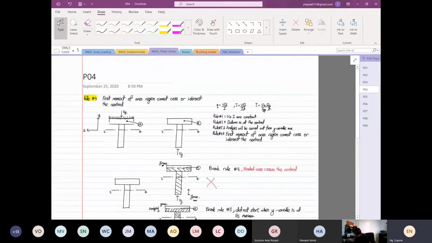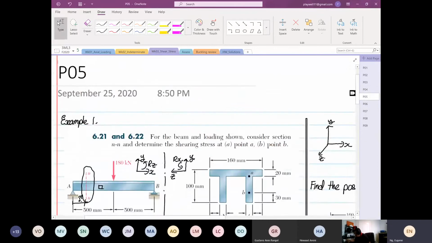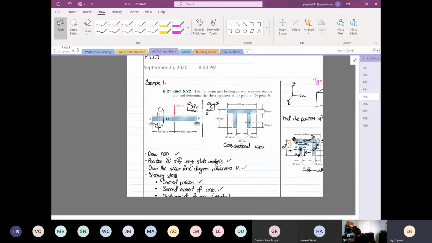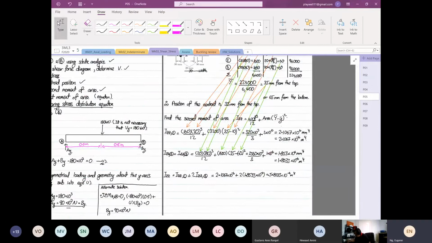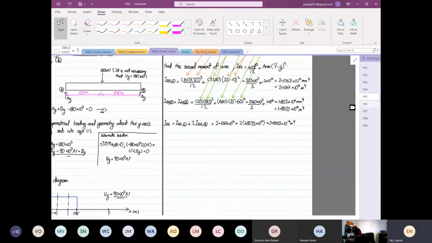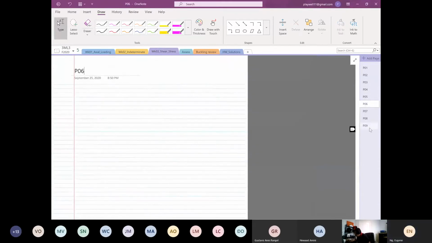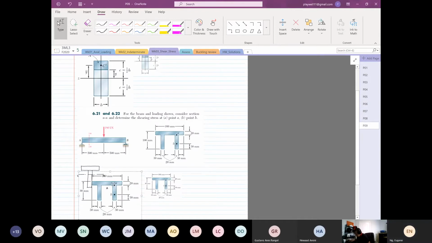So I need a lot of space. I'm going to start from a new page. I do need a lot of space. So I'm going to copy the diagram again. I need the diagram to be big.